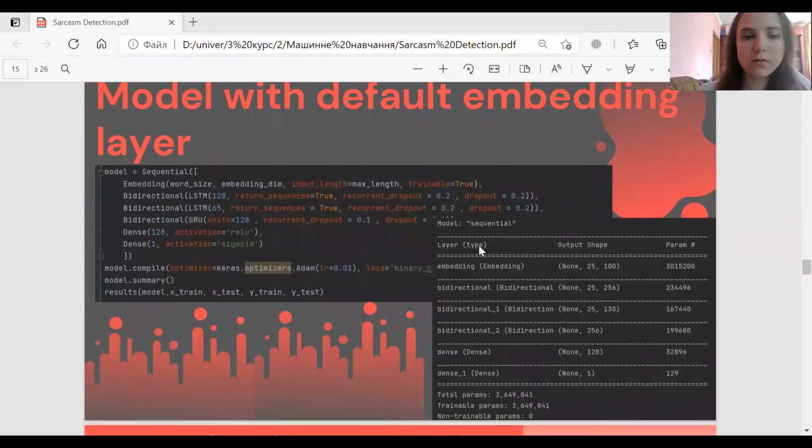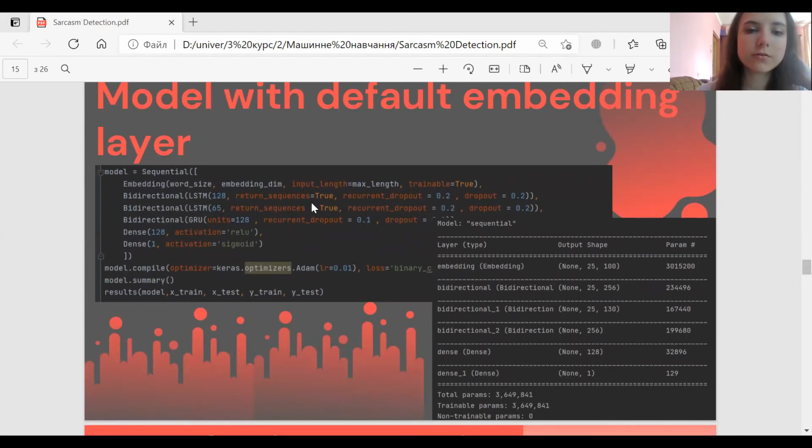The first model is a default one. There is a simple tokenizer and a default embedding layer of the model. The embedding layer uses no weights. The length of the constant input sequence equals 20, the max length. And then there are two long short-term memory layers. The dimensionality of the output space is 128, and the fraction of the units to drop equals 0.3.